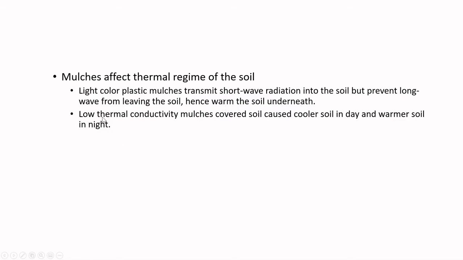Okay, so low thermal conductivity mulches. It means if you use a plastic cover that has low thermal conductivity, high thermal conductivity means energy and heat can actually get through, low thermal conductivity means the energy conduction cannot happen. So the heat cannot be removed from the plastic cover as a result of low thermal conductivity. So this low thermal conductivity mulches cover the soil, causing cooler soil in day, but warmer soil in night, because it prevents the heat from being removed at night.